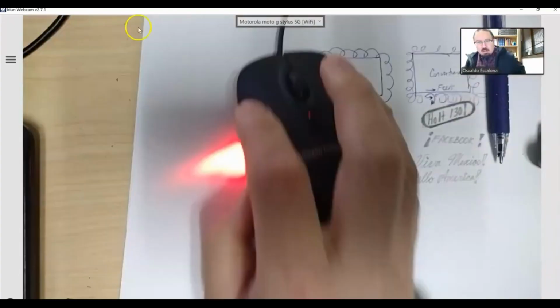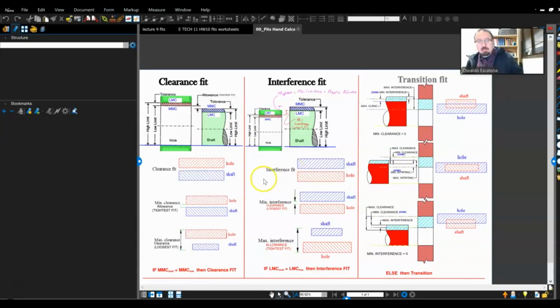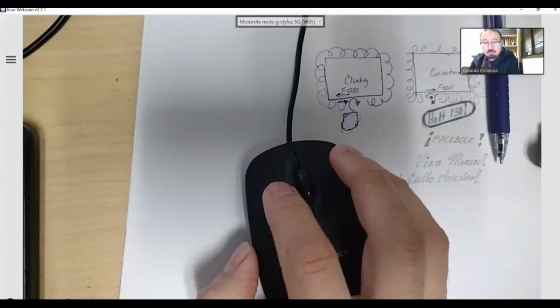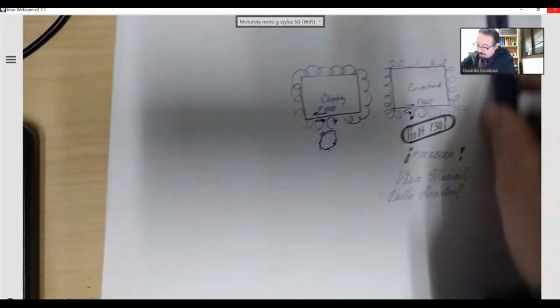Now, last time we met, we went over the clearance, the interference and the transition fits. And today what we're going to do is a bunch of examples. So let's start with examples.